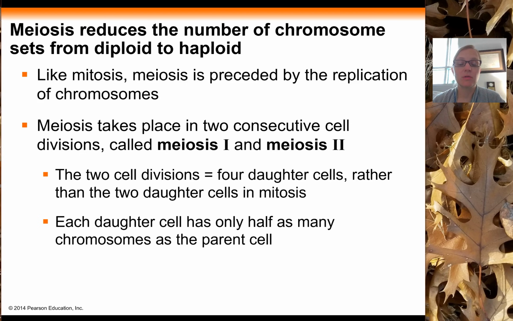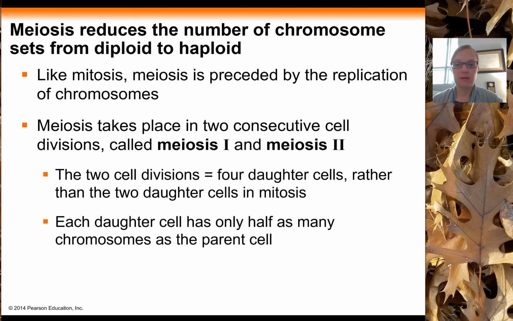We're now ready to go through the process of meiosis. Very similarly to mitosis, meiosis is also preceded by the replication of chromosomes. So again, if a cell is thinking about dividing, the first thing it needs to do, regardless of whether it's going through mitosis or meiosis, is to replicate its DNA. Now, where meiosis is a little bit different from mitosis is that it actually takes place as two consecutive cell divisions, and we divide these up into meiosis I and meiosis II.